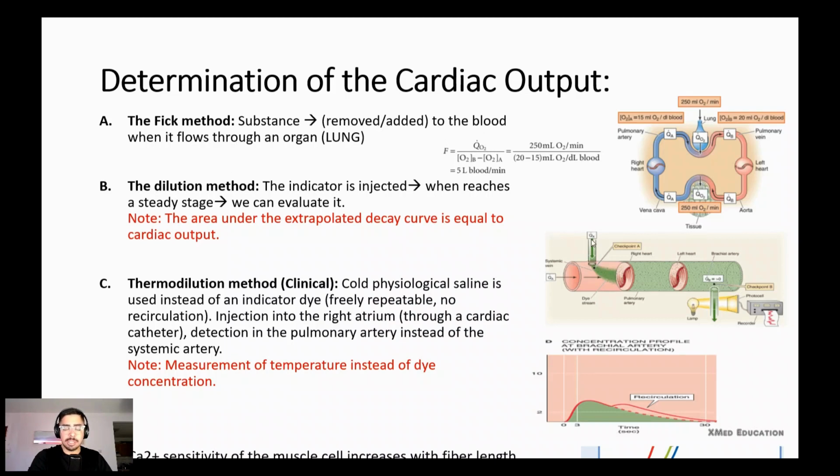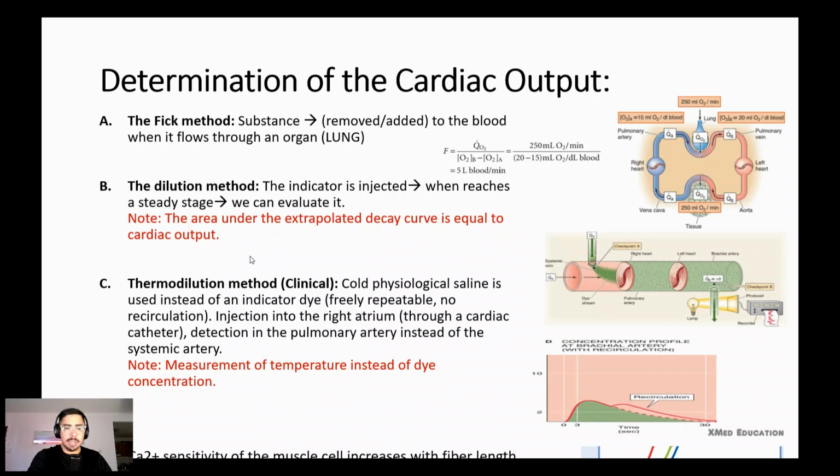The second method is the dilution method. In the dilution method, we add some indicator to one of the systemic arteries, and it goes to the heart, and then we can measure it from the brachial artery with machines. This machine will give us a graph like this, and the area under this graph will be the cardiac output.